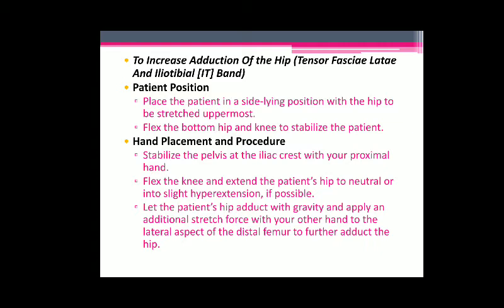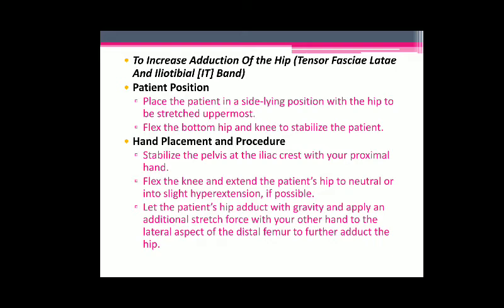We stabilize the pelvis at the iliac crest with our proximal hand and flex the knee while extending the hip to neutral or slightly into hyperextension if possible. Now we will let the patient's hip adduct with the help of force from gravity, and we will apply slightly additional stretch force with our other hand to the lateral aspect of the distal femur, which leads to further adduction of the hip joint.